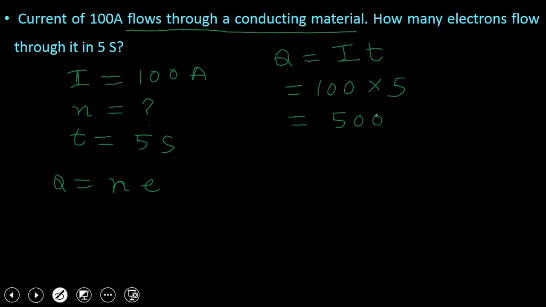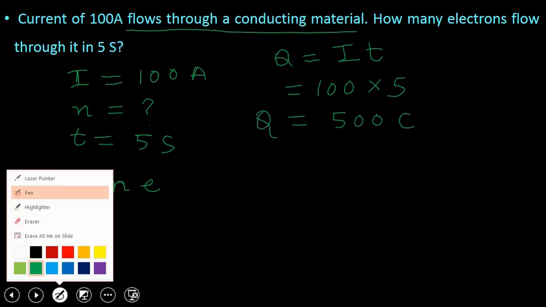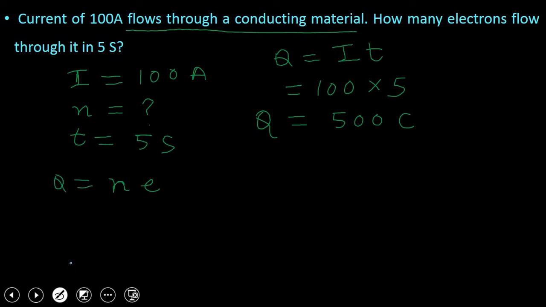Children, 1 ampere into second is equal to 1 coulomb. So your answer will be 500 coulomb. So now we have calculated Q. So by using this value of Q, we can calculate the number of electrons.